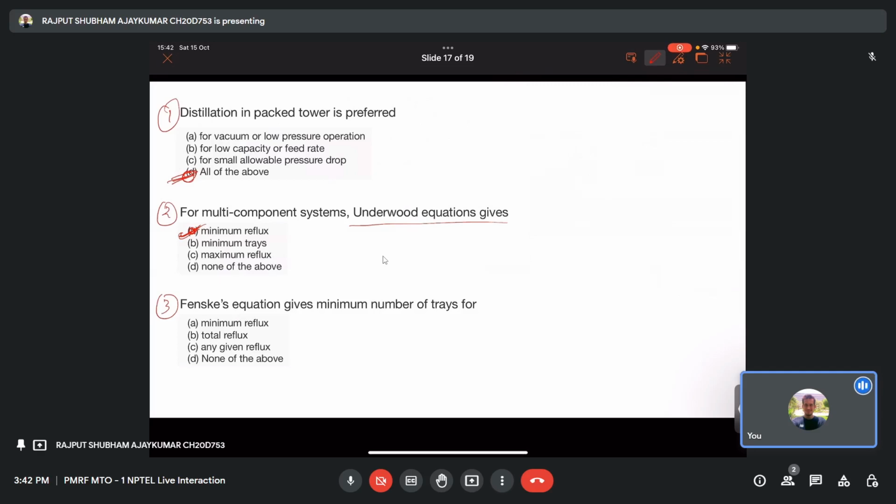So the Fenske equation has been derived for the minimum number of trays for a case of total reflux. It's not for the minimum reflux, but for a case of total reflux. So we assume total reflux while solving the Fenske equation, which gives the minimum number of trays. So the correct answer is that the Fenske equation gives the number of trays for the total reflux ratio, not for the minimum reflux.